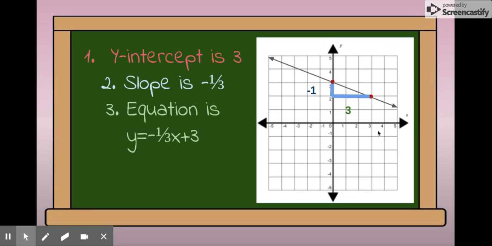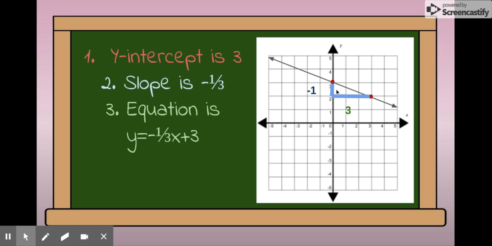In this graph, the first thing we're going to do is to find the y-intercept. The y-intercept is where the line crosses the y-axis. The number where it crosses the y-axis in this graph is +3. So your y-intercept is +3.